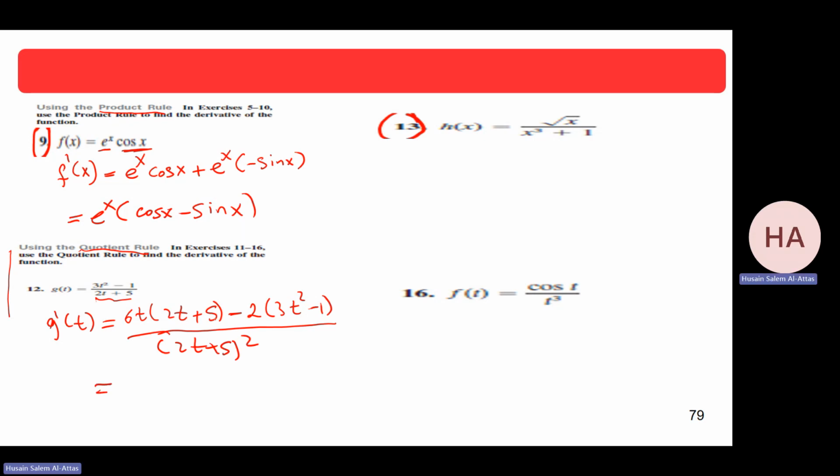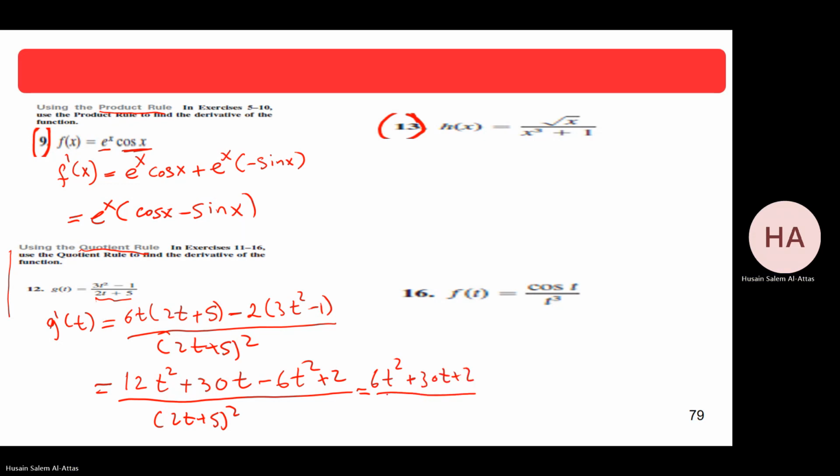What I will do now, just I will simplify the numerator. It will be what? 12t square plus 30t minus 6t square plus 2 over (2t plus 5) square. And that will be what? 12t square minus 6t square, 6t square plus 30t plus 2 over this. You can take 2 common factor, but it's okay.